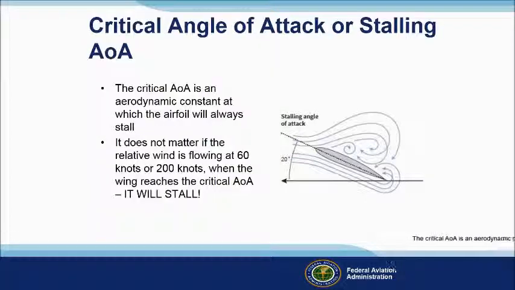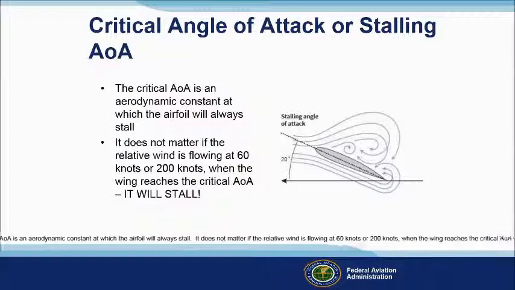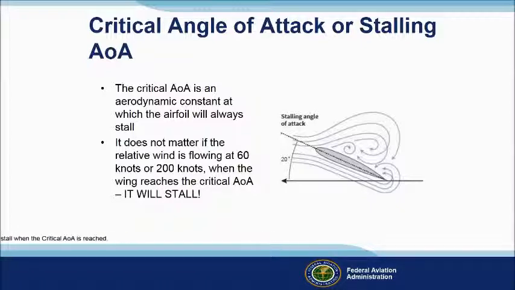The critical AOA is an aerodynamic constant at which the airfoil will always stall. It does not matter if the relative wind is flowing at 60 knots or 200 knots. When the wing reaches the critical AOA, it will stall. It is important to understand that the critical AOA is an aerodynamic constant for a given airfoil in a given configuration. The velocity of the relative wind does not matter. The airfoil will always stall when the critical AOA is reached.